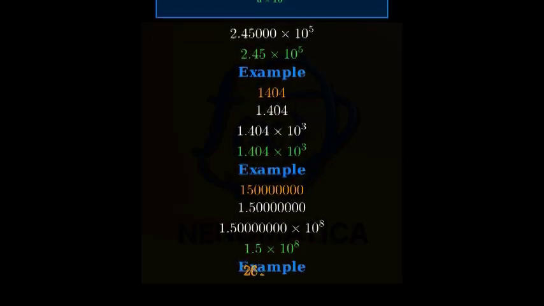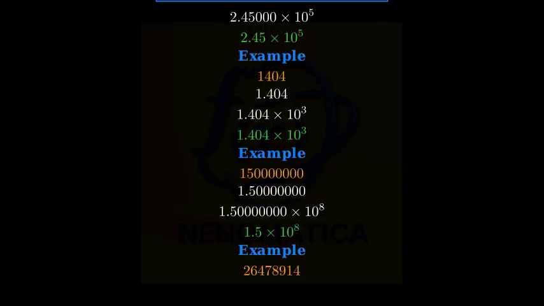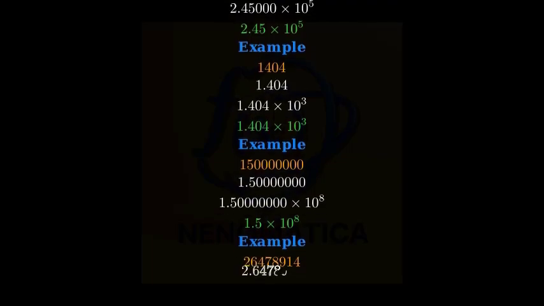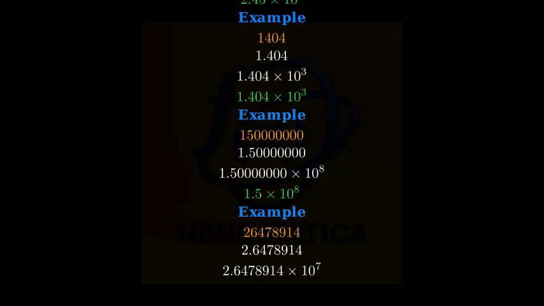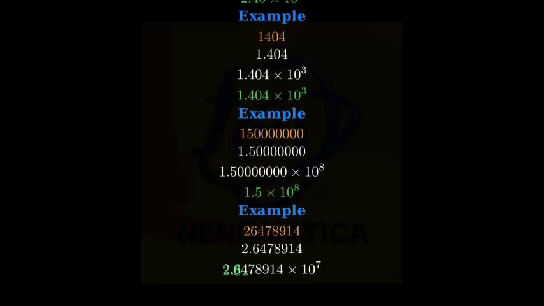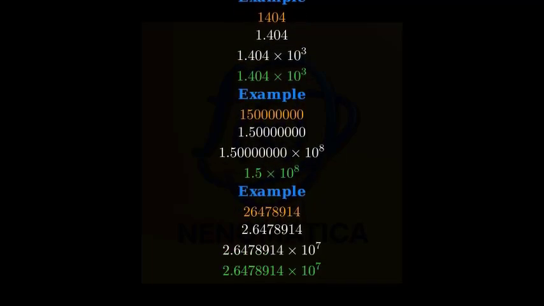Now, let's look at a more complex number, 26,478,914. Once again, we place the decimal point after the first non-zero digit, which is 2. Counting the places, we find we moved the decimal point 7 places to the left, so we multiply by 10 to the power of 7. So this number in scientific notation is 2.647891 times 10 to the power of 7.